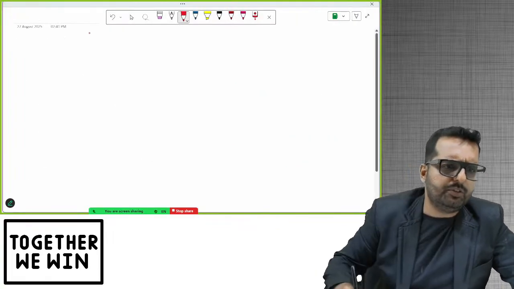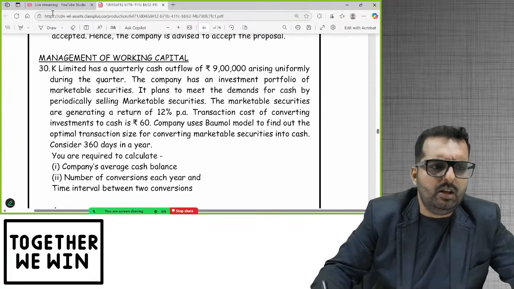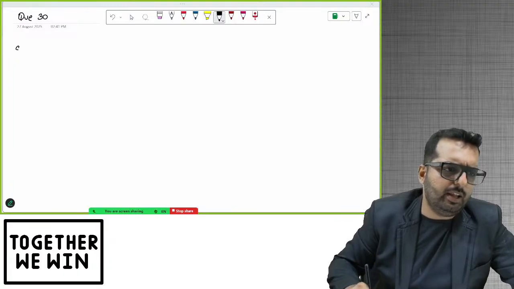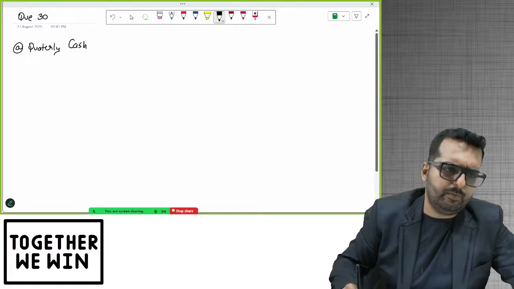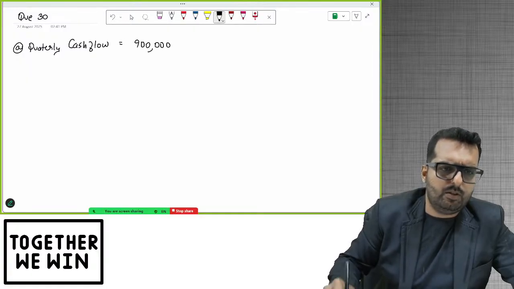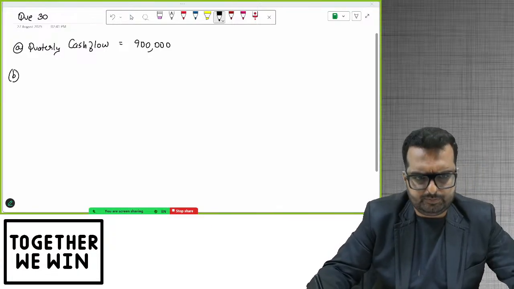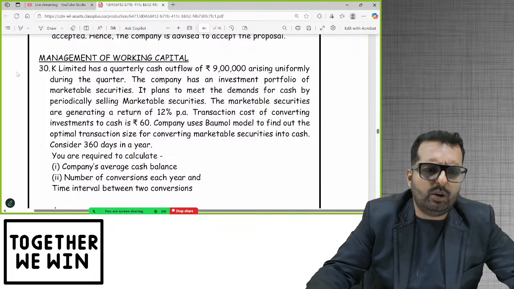Okay. Question number 30. He has an annual quarterly cash flow of 9 lakhs. So point number A. Quarterly cash flow is how much? 9 lakhs. Arising uniformly throughout the quarter.